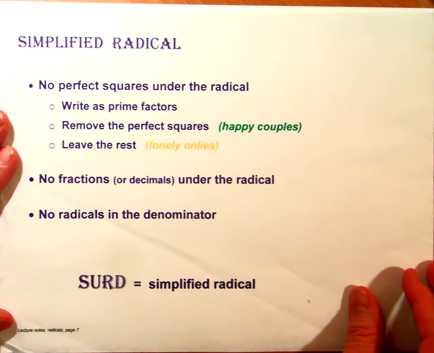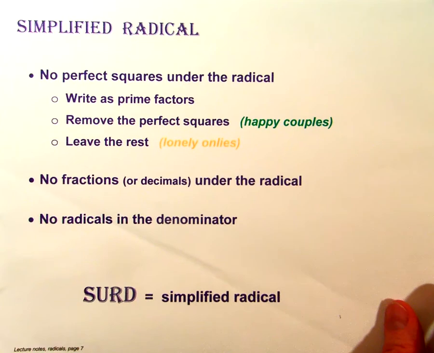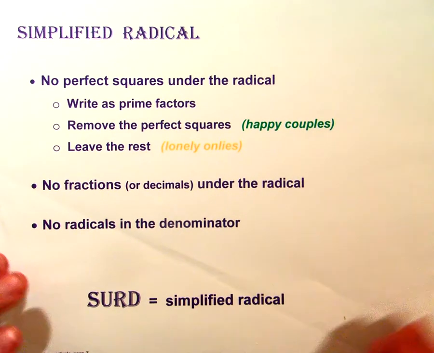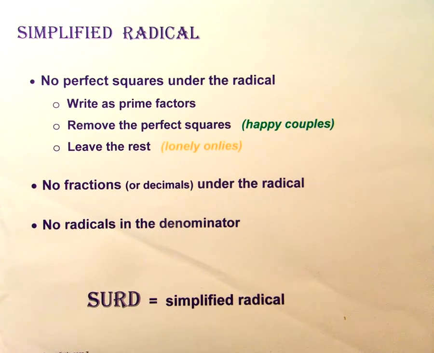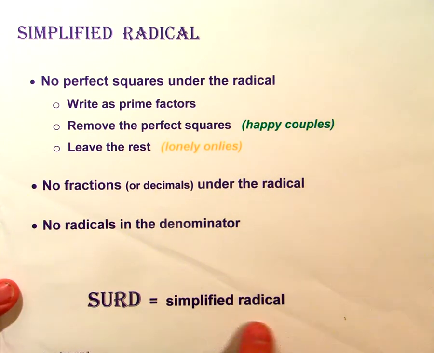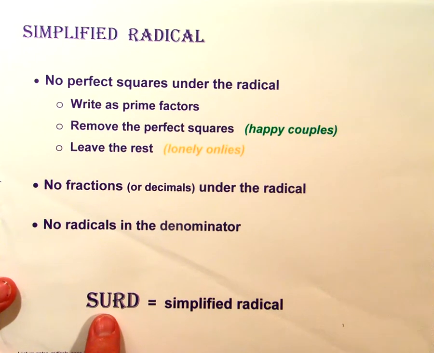Okay, so here's the process that we go through to simplify a radical. There could be no perfect squares under the radical. Go ahead and write all these down. This is a summary of what I've just done. And then we have this really interesting word here, surd. I never knew this word. Surd is just a simplified radical.